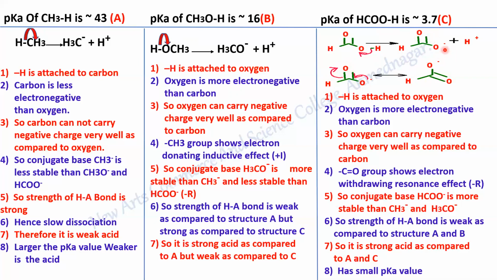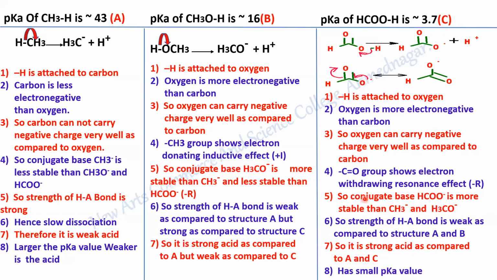Because of that, if this conjugate base is highly stable, what does it indicate? This reaction is more towards the forward side. So the next statement is that this dissociation is fast. If this dissociation is fast, what does it indicate? This oxygen-hydrogen bond is very, very weak. That's why it dissociates readily. If it dissociates readily, then what do we have to say? This has to be a strong acid. If it is a strong acid, then what is next? It should have a small pK value.